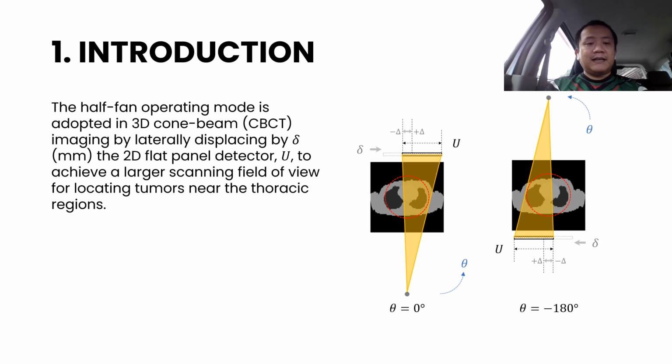This is achieved by laterally displacing the 2D flat panel detector by a certain length, as shown in the figures in the slide. The objective of displacing the detector is to achieve a larger field of view region, as highlighted by the red circle. With the larger field of view, tumors near the thoracic regions can be located.